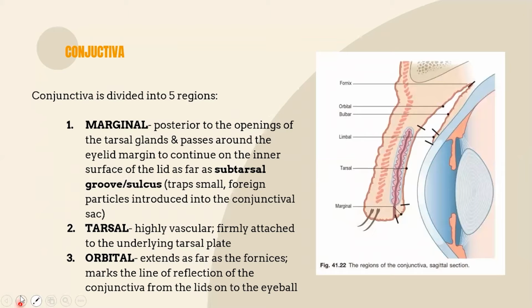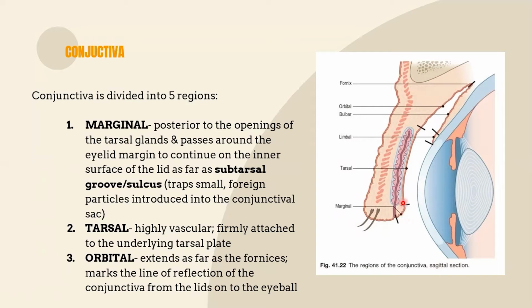The conjunctiva is conventionally divided into 5 regions. We have the marginal zone, as seen in this picture, the tarsal zone, the orbital conjunctiva, the bulbar conjunctiva, and the limbal conjunctiva. Let's first discuss the marginal zone. The marginal zone extends from a line immediately posterior to the openings of the tarsal glands and passes around the eyelid margin to continue on the inner surface of the lid as far as the subtarsal groove or sulcus. This subtarsal groove traps small foreign particles introduced into the conjunctival sac.